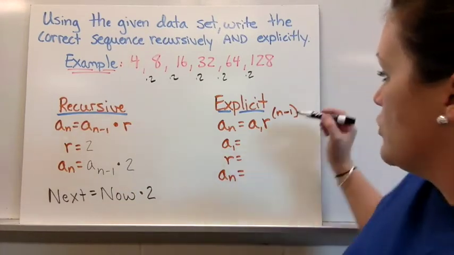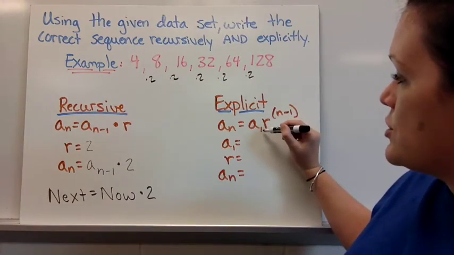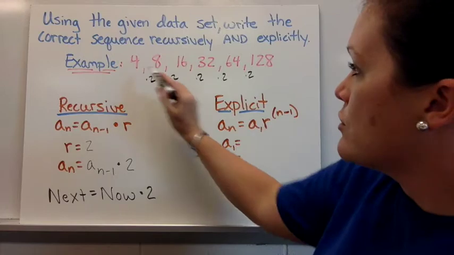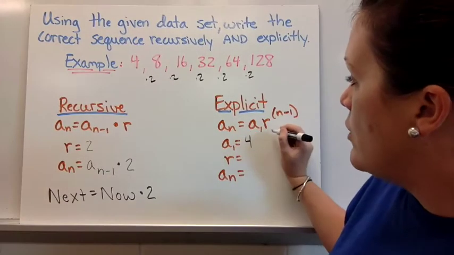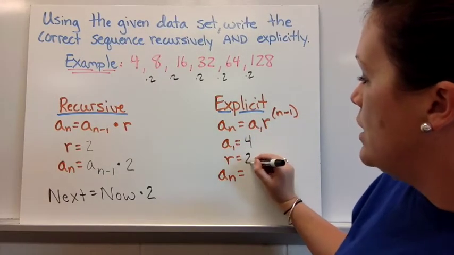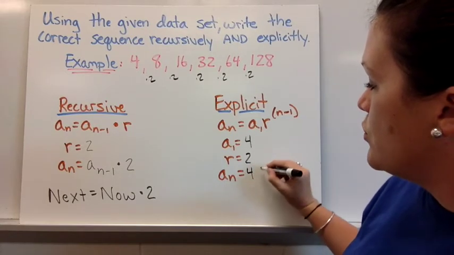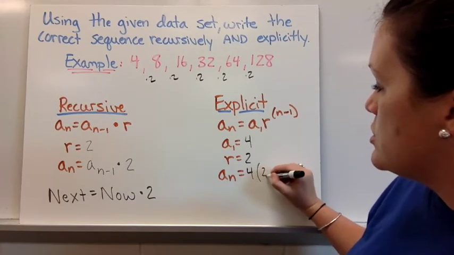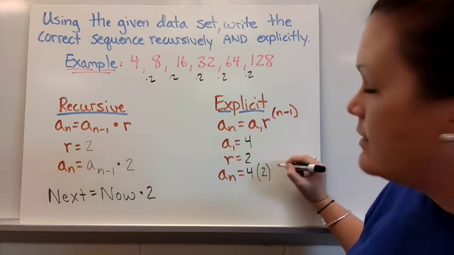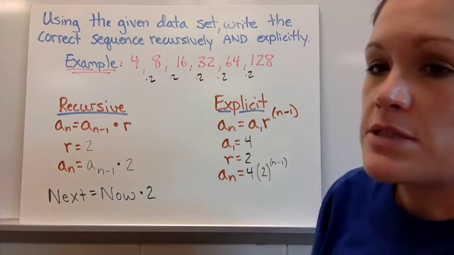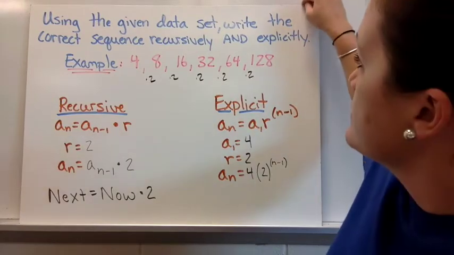Your explicit form uses the first term and your ratio to come up with this form. So our first term we were given was 4, and our common ratio is still 2, and we would write out a sub n equals 4 times 2, I would put it in parentheses, and then we're going to have n minus 1 in parentheses, and that would help us find any term we need.